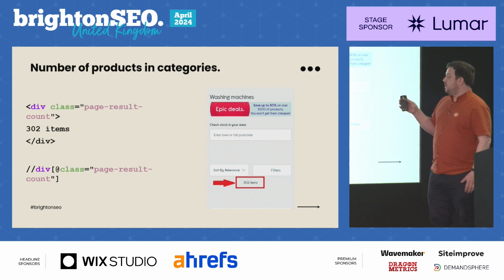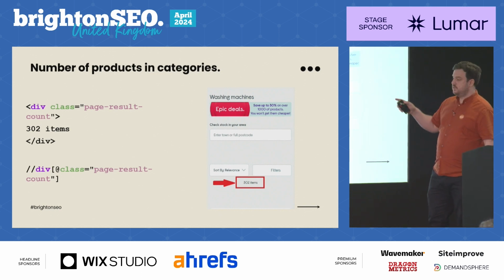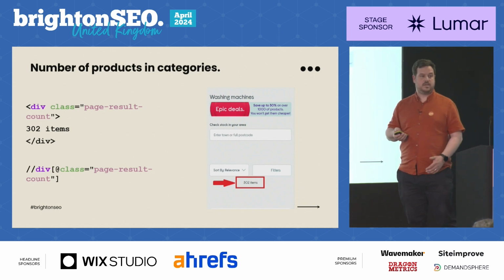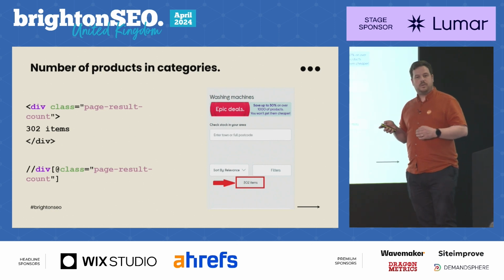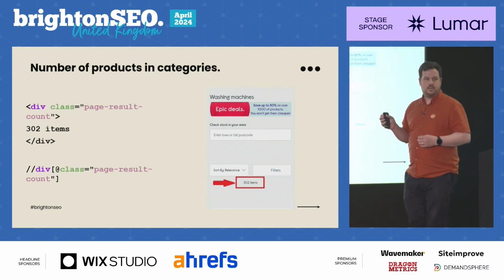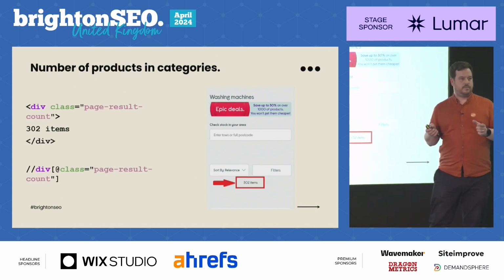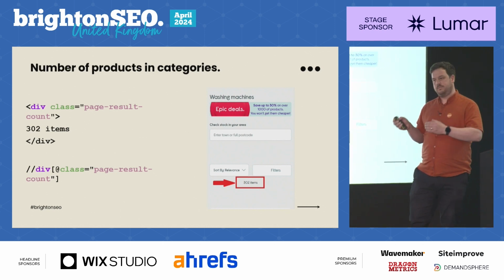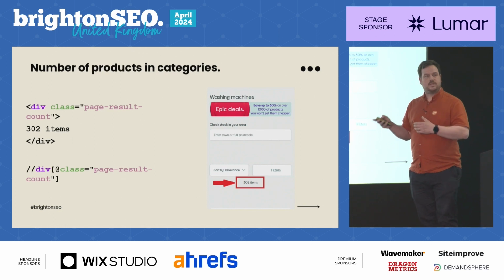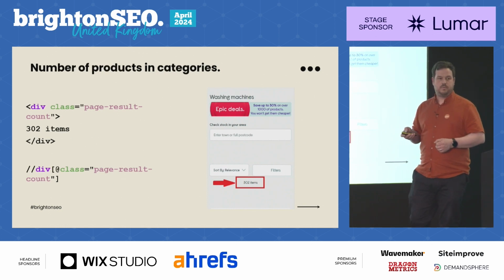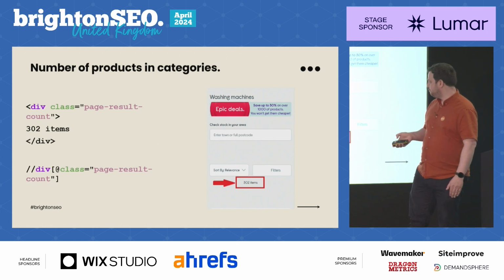Sometimes a website will not show this handy little number on its categories. In that case, we can find a product card on a category page, find some common HTML in that card, generate some Xpath for it, and then use the count function to count how many products are on that particular page.